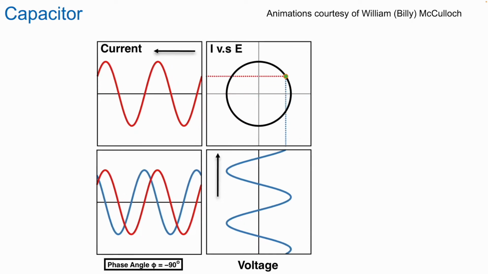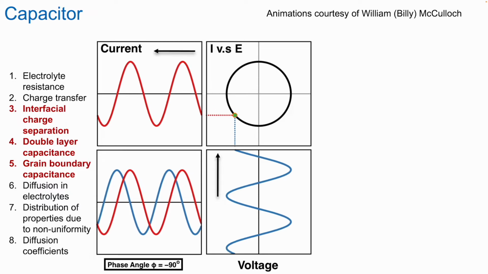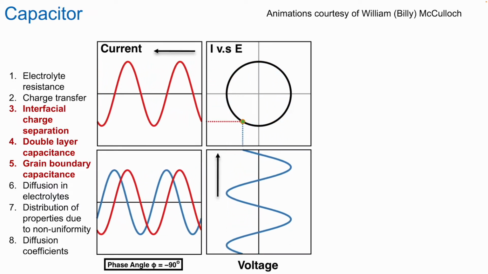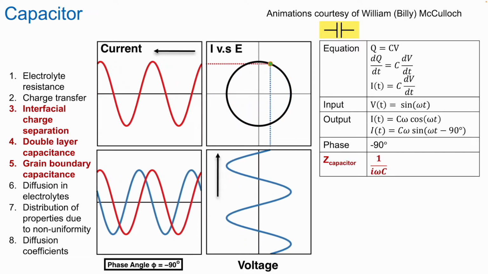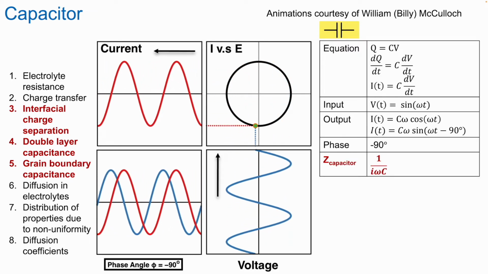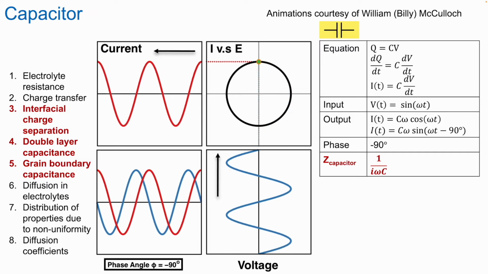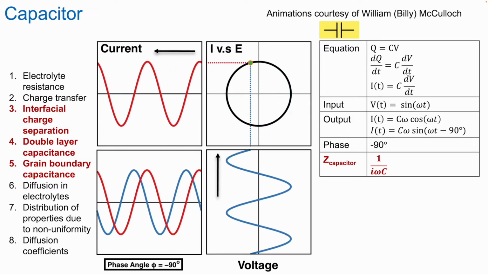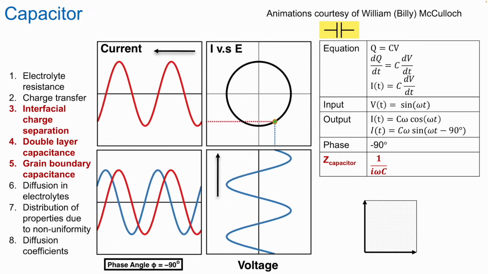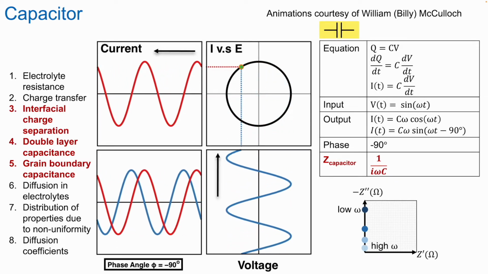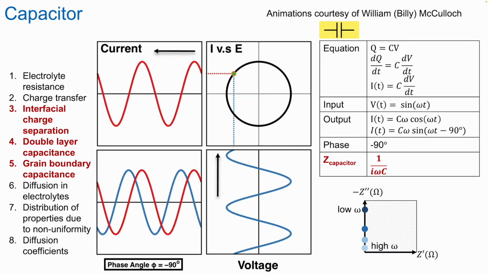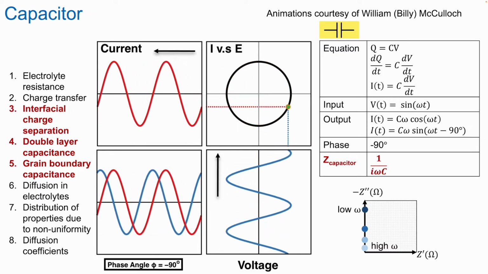Capacitors can be used to model interfacial charge separation, double layer capacitance, and grain boundary capacitance. Impedance of a capacitor is related by 1 over i times the frequency times capacitance. The phase lag is negative 90 degrees between voltage and output current. We can see here that the data is plotted along the y-axis from high frequency to low frequency.